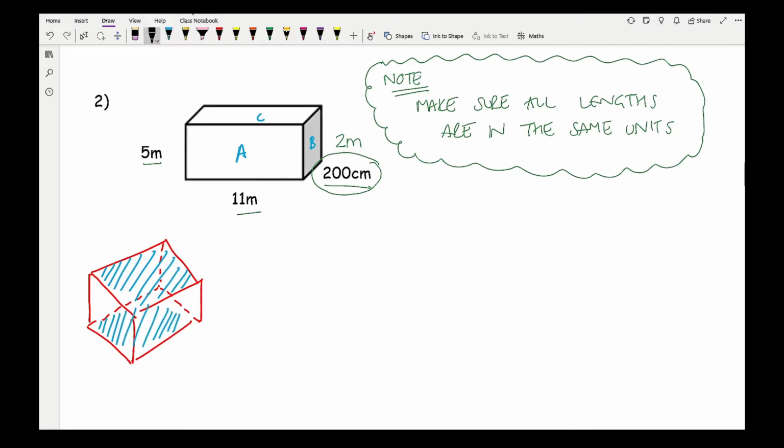So the surface area equals 2 lots of C plus, and then if I look at this side here, which is my B, and this side here, so I'm going to have 2 lots of B, and if I look at the other side, so here I've got this side here and this side here, which is going to be A, and I've got plus 2 lots of A.